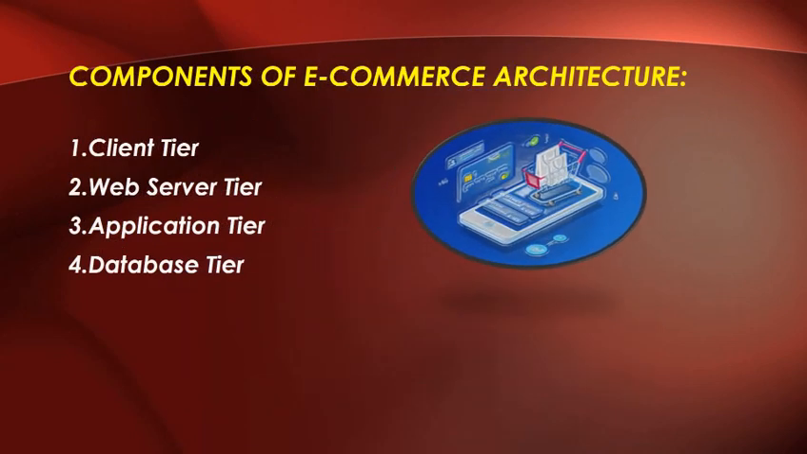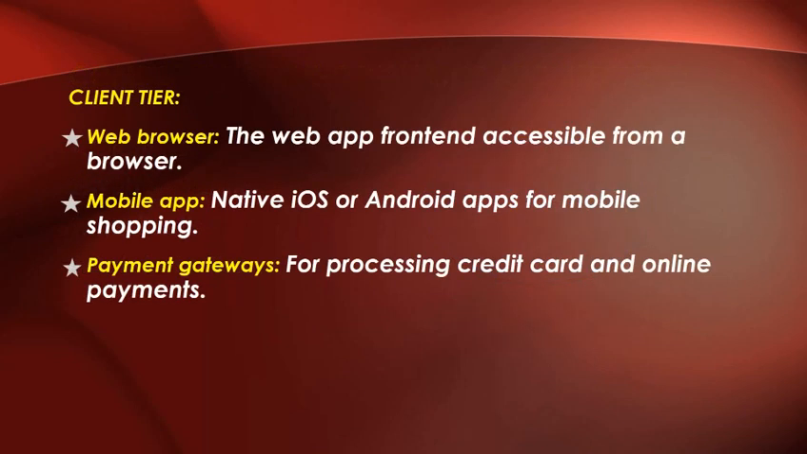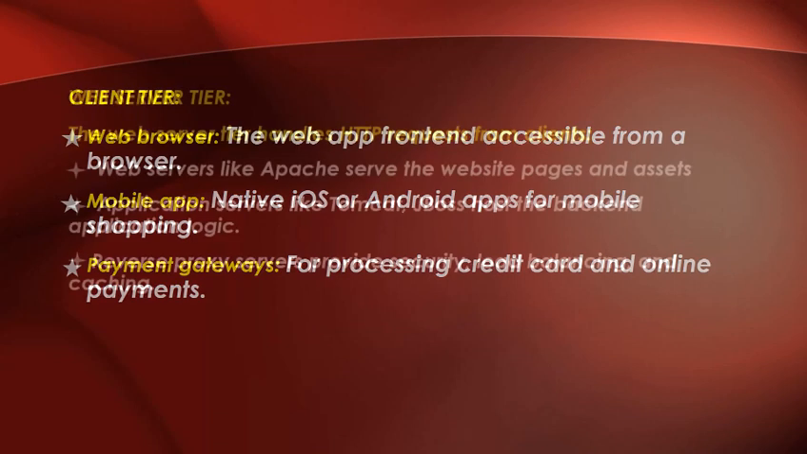Components of e-commerce architectures: client tier, web server tier, application tier, and database tier. Here the web browser is a front end accessible from a browser. The client can send a request from the web browser. Mobile app is a native iOS or Android app for mobile shopping. Payment gateway for processing credit card or online payment, for buying and selling the products.